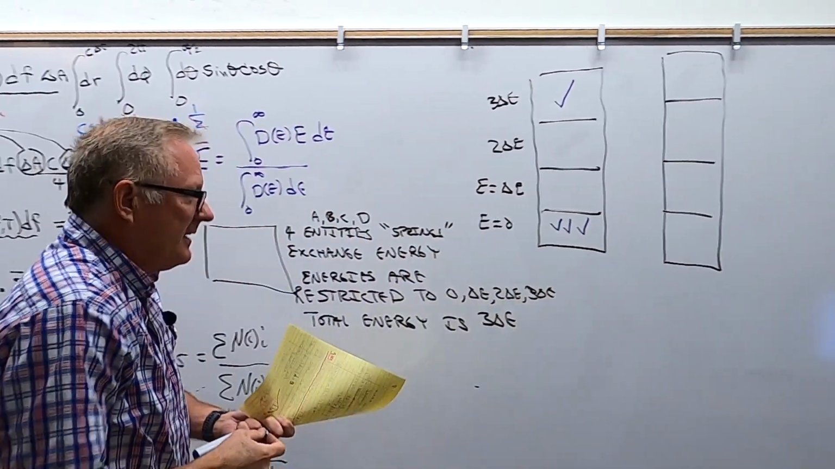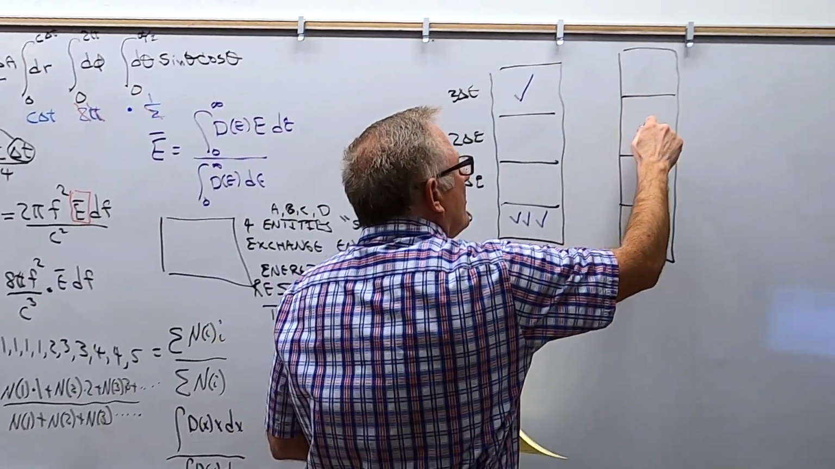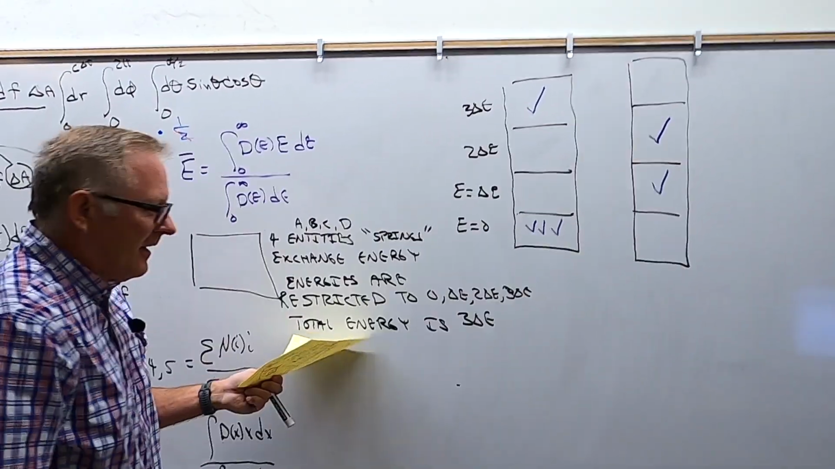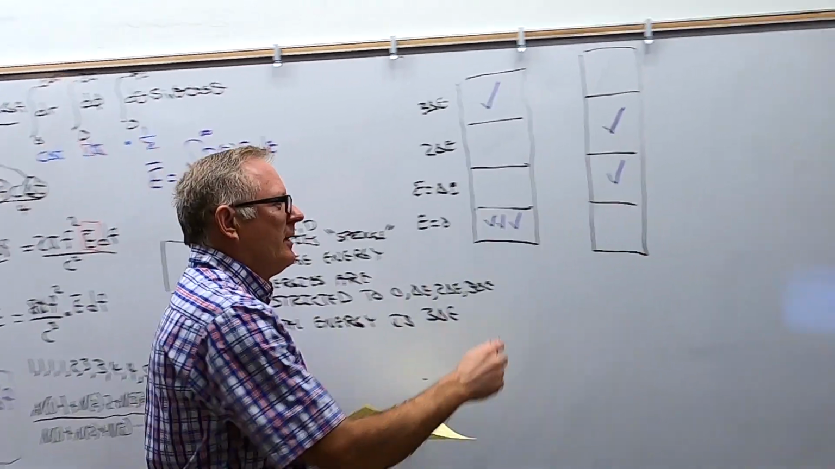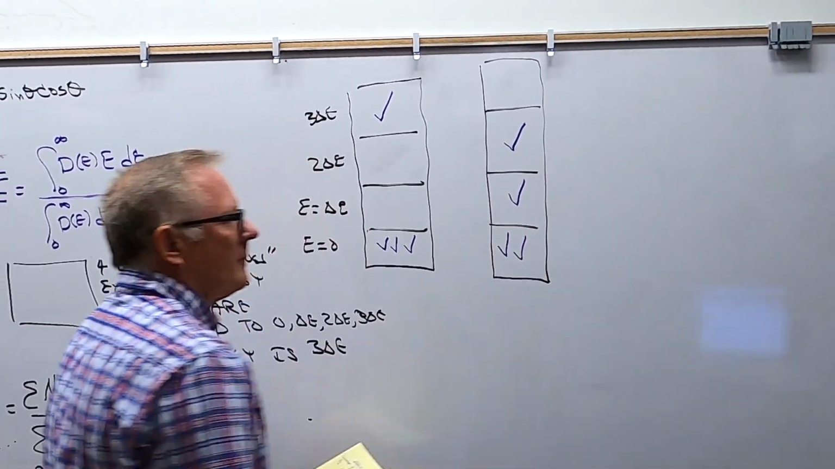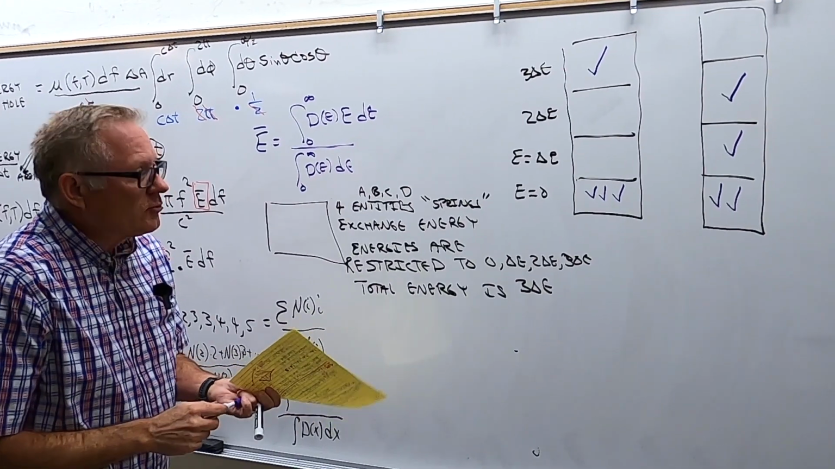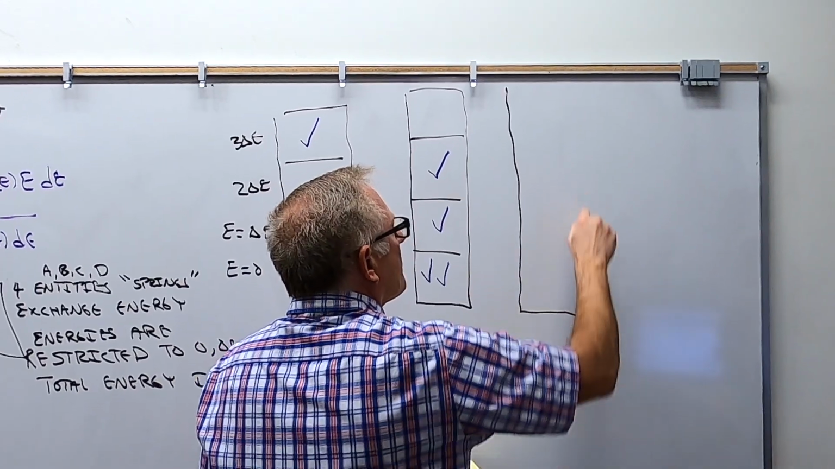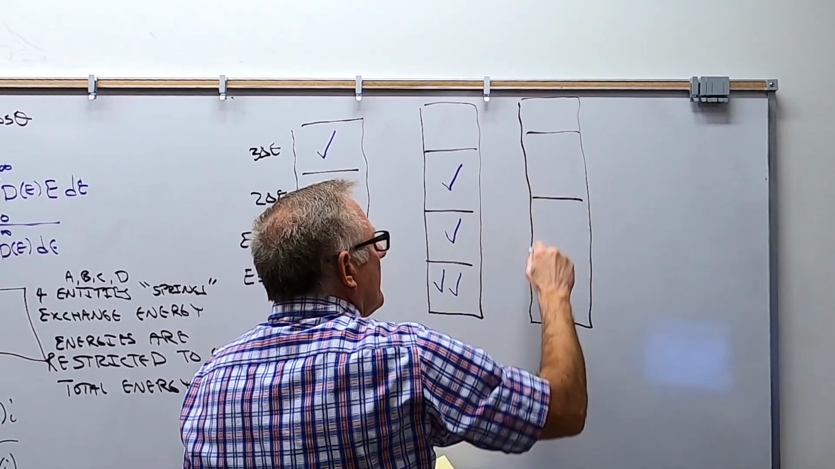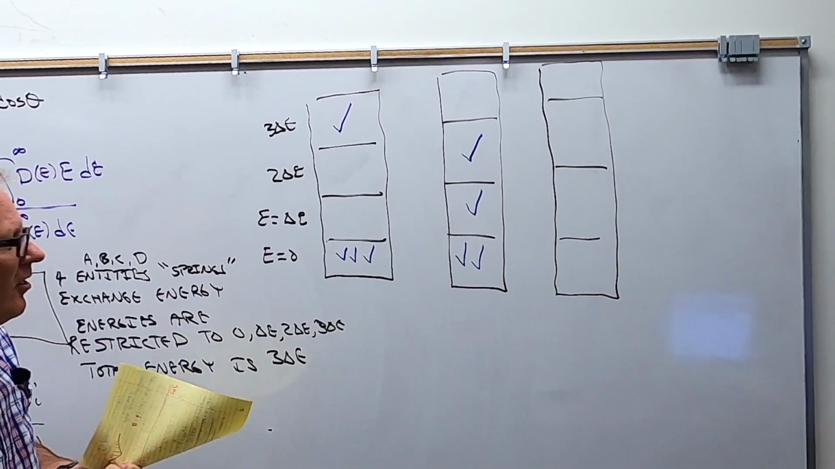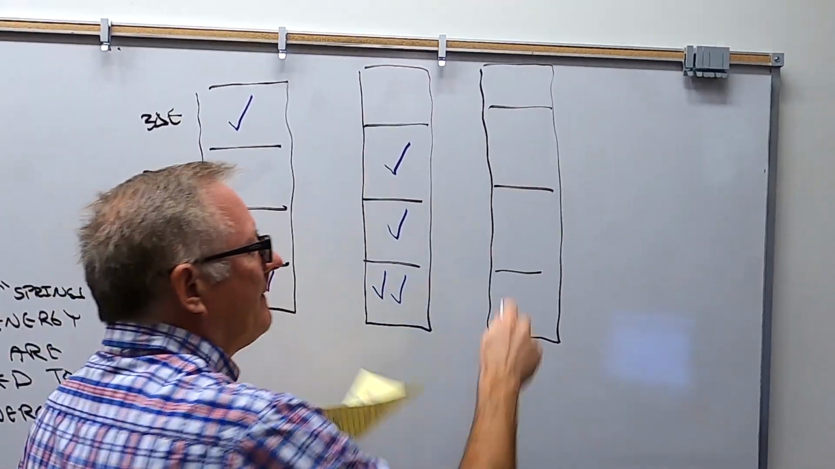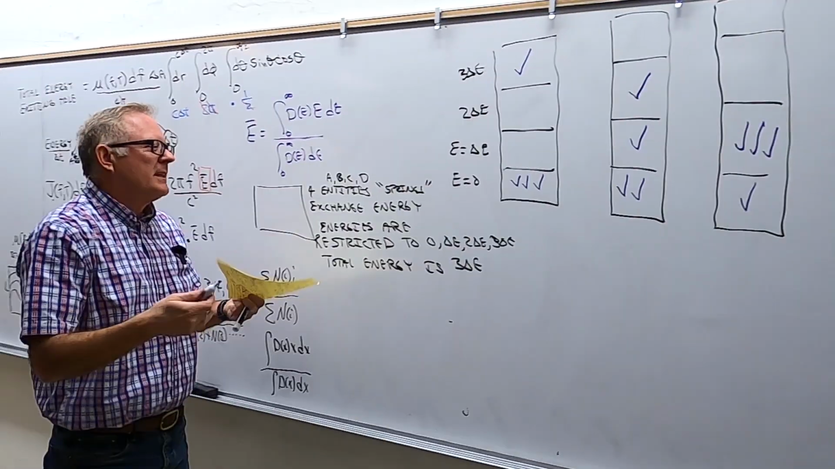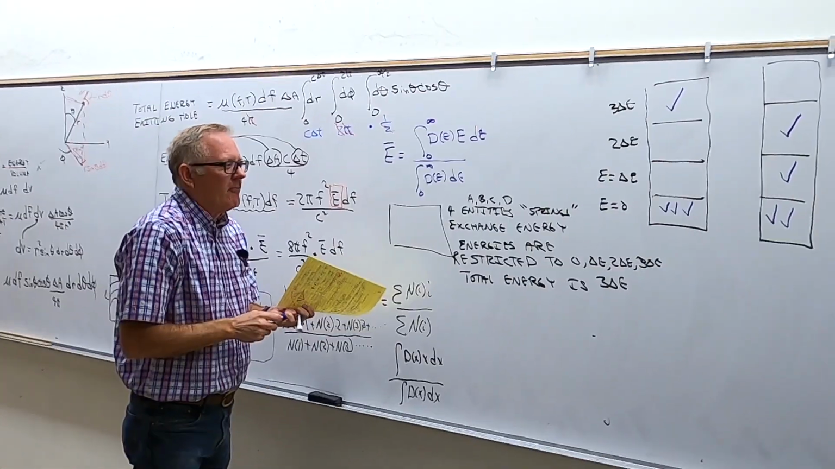Another possibility is one of them has 2 delta E and one of them has 1 delta E, that would add up to 3 delta E, and the rest of them don't have any. Okay, and I think there's one more possibility. That I could have 3 of them right here and 1 of them there. That's the only possibilities that these can have right here.